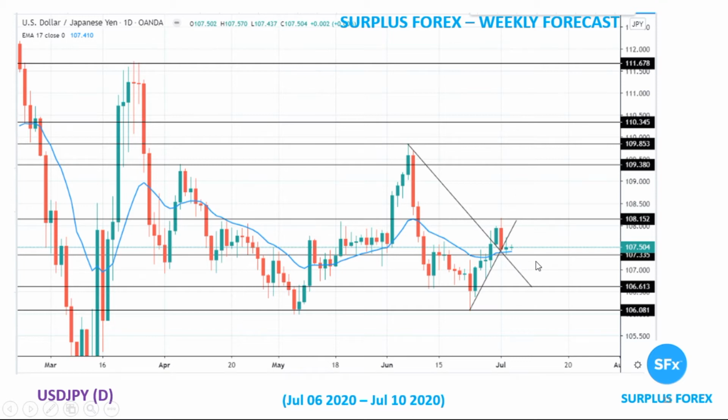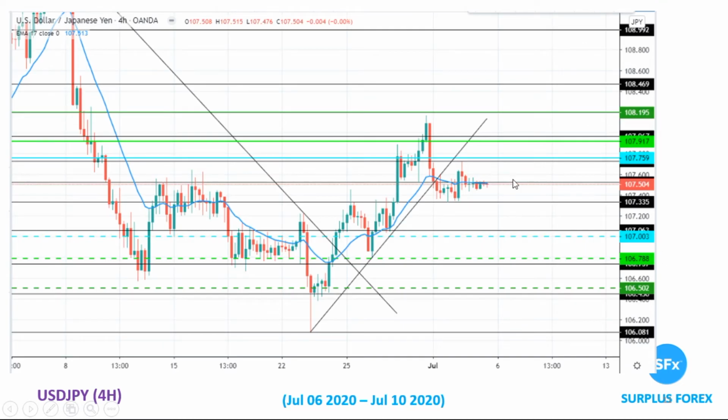So let's take on a 4-hour chart. As of now, it's on a daily time frame. It's above the EMA 17, though still in the middle of the cross section here, as you see. Let's go on a 4-hour chart. On a 4-hour chart, we see that if it crosses 107 and makes a good test at 107.75, take first target 107.91, second target at 108.19.